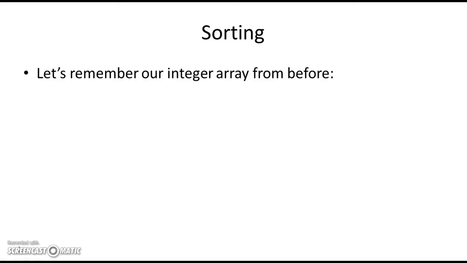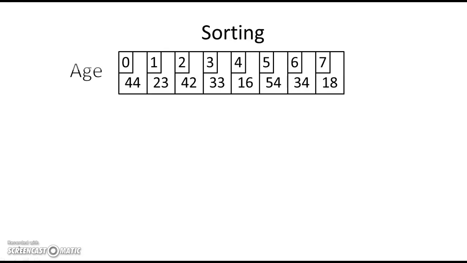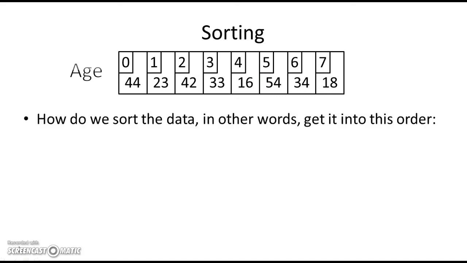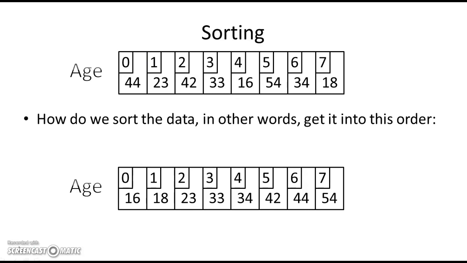So if we remember our integer array from before, we said the data in it is unsorted, that is to say it's not in any particular order, whereas when we're talking about sorting the data, what we want to do is get it in ascending order, that is to say smallest to largest number, left to right.